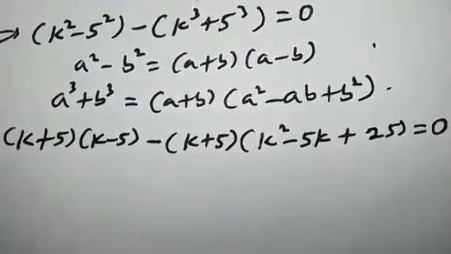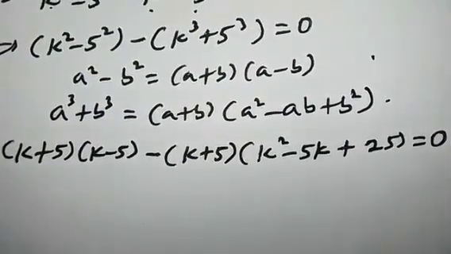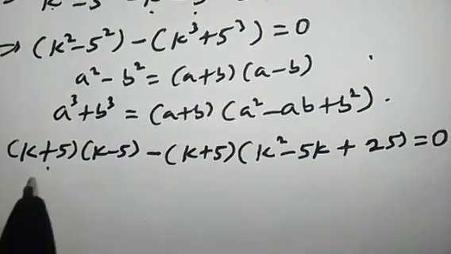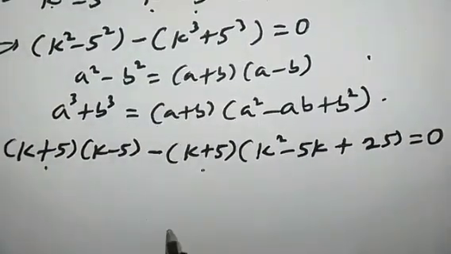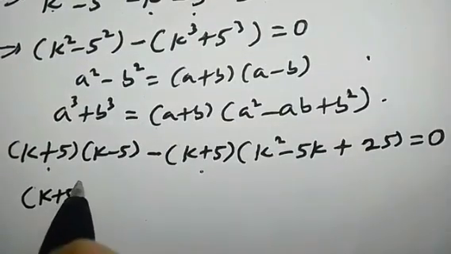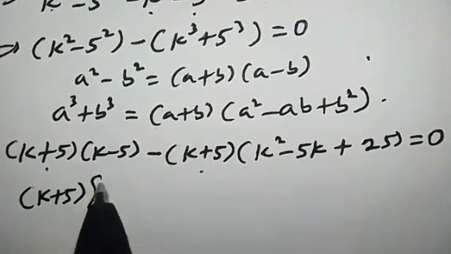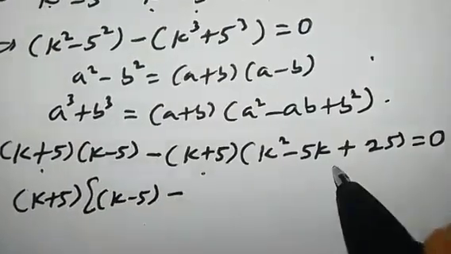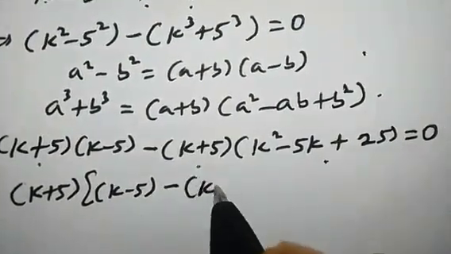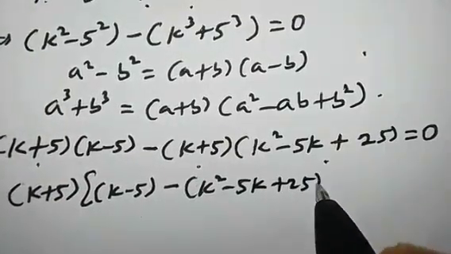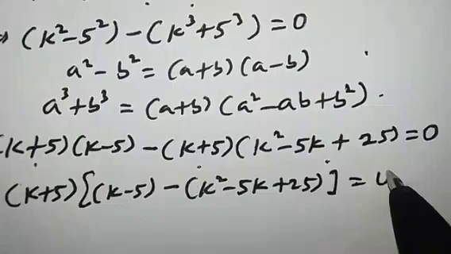What do you notice here? You will notice that k plus 5 is common. I can pull it out. So doing that, I simply have k plus 5 into k minus 5 minus this k square minus 5k plus 25 equal to 0.